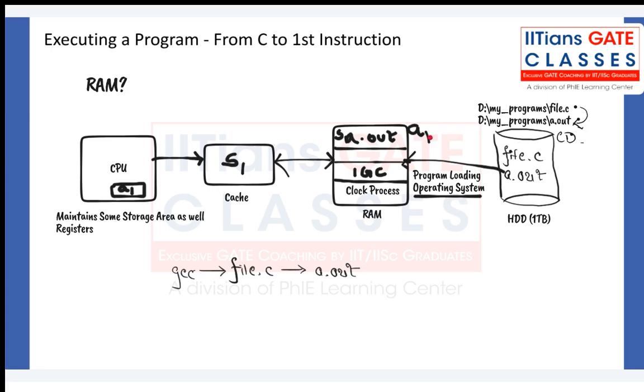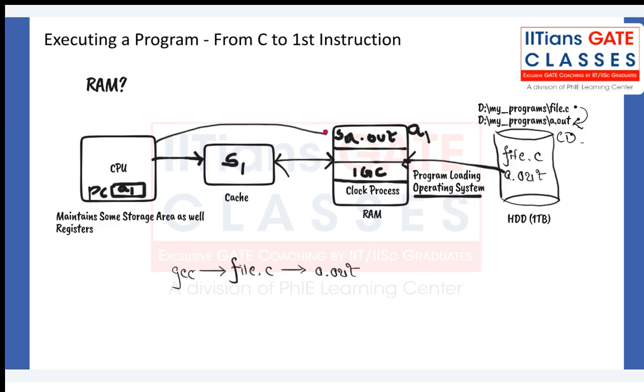I call this address A1. Now, how will the CPU know that the operating system has loaded this program at address A1? The CPU maintains some storage area called registers. There is one register called the program counter, whose job is to tell the CPU the next address that it needs to execute. A1 will be stored in the program counter register of the CPU. And once the program counter is updated, the CPU can now proceed.